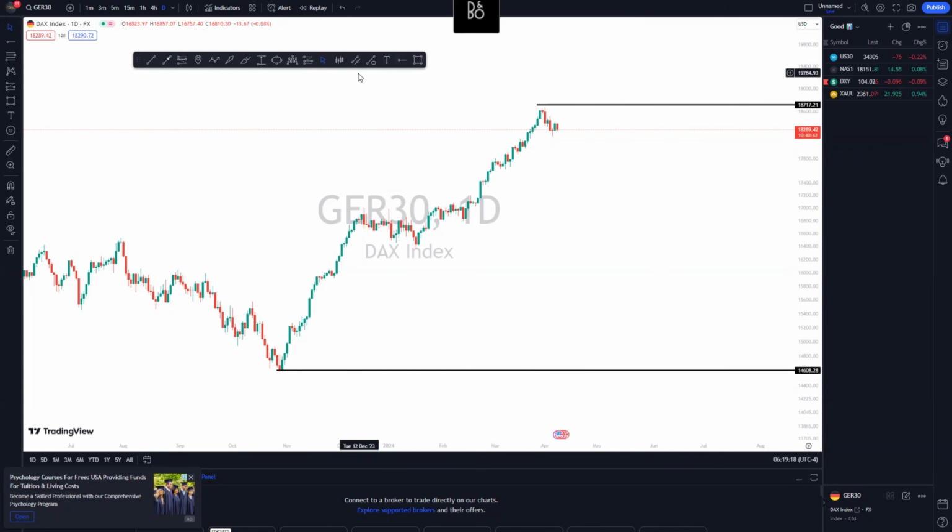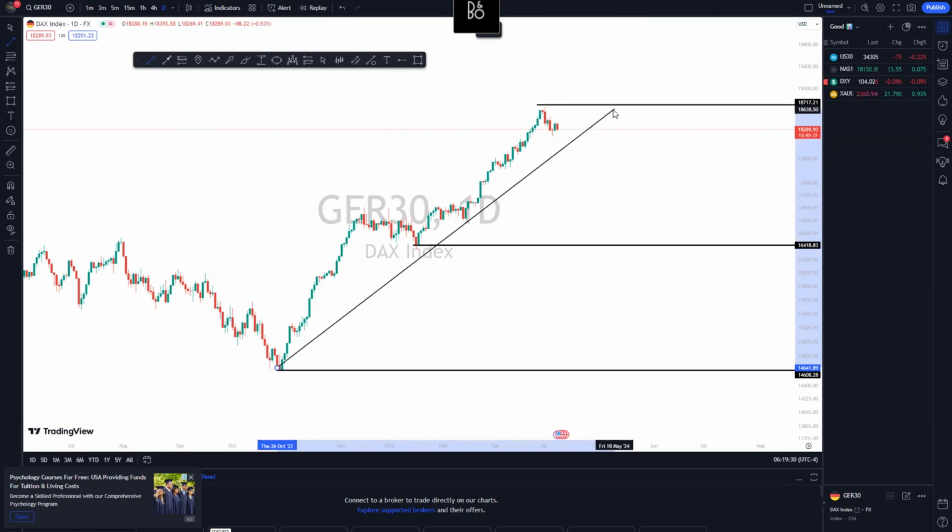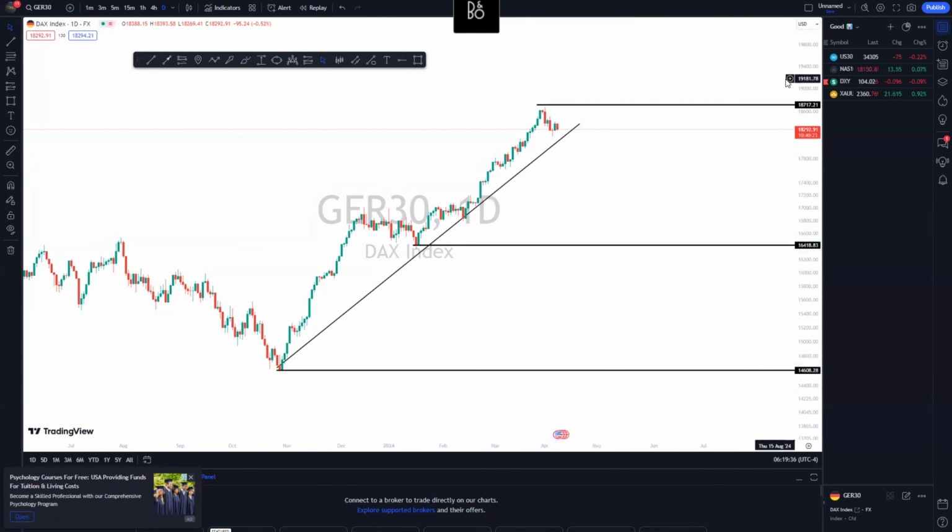The DXY is still going our direction. So after the highest high and lowest low, we now highlight important levels, which is perfect. Looking at the chart right now, we could see that it's been an uptrend. You get what I'm saying, guys? This has been an uptrend.